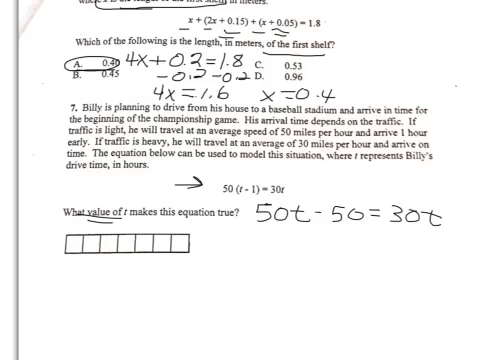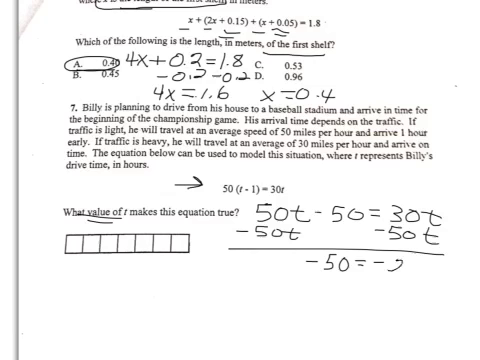And I can subtract 50t from both sides. You could have also subtracted 30t from both sides and ended up with the same answer. You just would have had a 0 and then had to move the 50 over. So this is a little bit shorter. So I have negative 50 equals negative 20t. Divide both sides by negative 20. And I'm going to get a positive now. 50 divided by 20 is 2.5. So I'm going to put 2.5 in the grid.